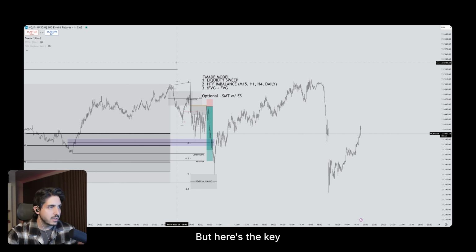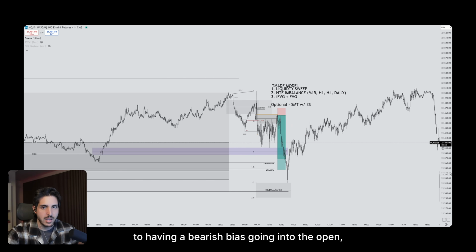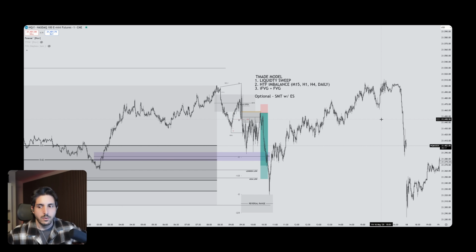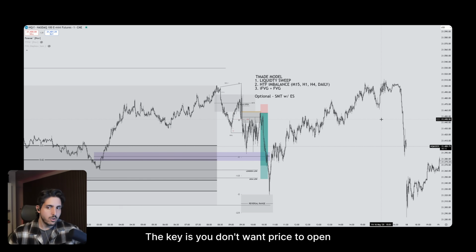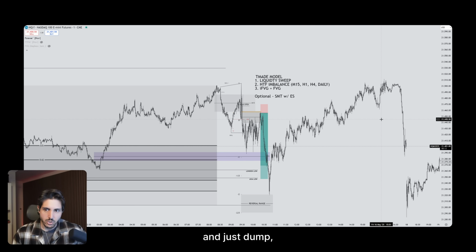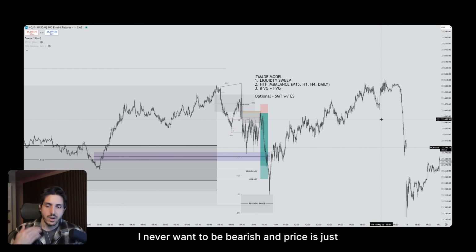But here's the key to having a bearish bias going into the open, right? Well, what's the key? The key is you don't want price to open and just dump, okay? You need to see some sort of liquidity sweep. You need to see the highs taken. Some sort of highs need to get taken for you to get into the trade. Okay. I never want to be bearish and price is just dumping.